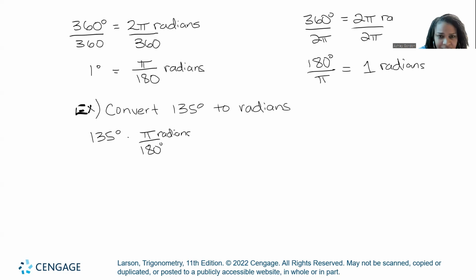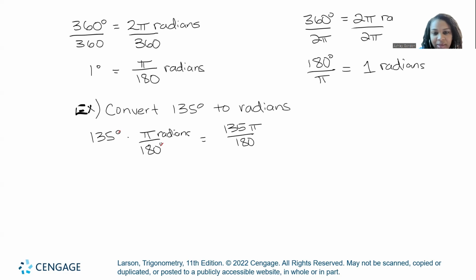And you don't have to write radians here. I'm just trying to distinguish between the two. But you can see I've got degrees on top, degrees on the bottom. They're going to cancel each other out, which is what I want. And the only unit left would be radians. All right, so we can just multiply straight across, which gives you 135 pi over 180.